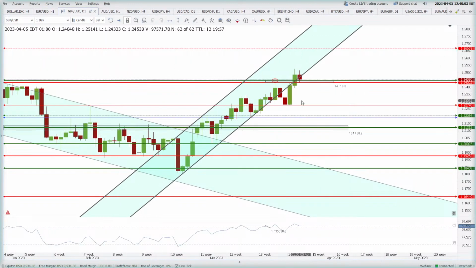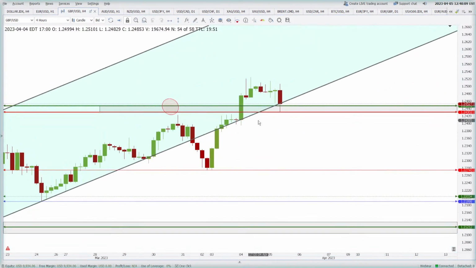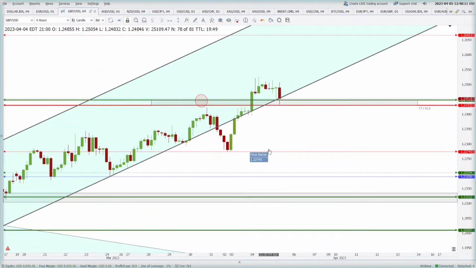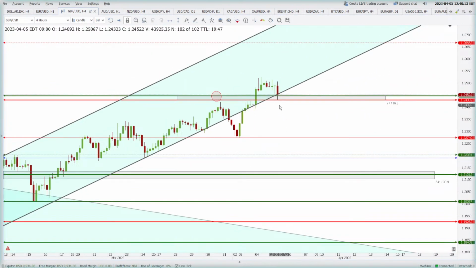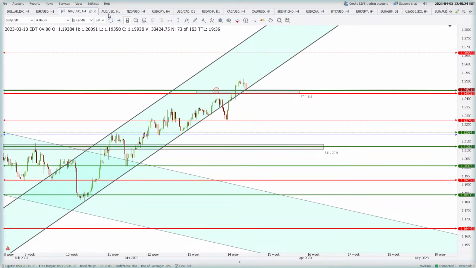All right, let's go to the pound. What is happening in the pound? Pound seems to be taking support at the level which was resistance. Now it is acting as a support. If the price continues higher, 1.2666 is the next resistance. On the lower side, we have support at 1.2274. Nothing special here.